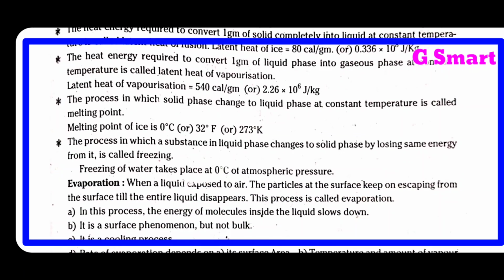The process in which solid phase changes to liquid phase at constant temperature is called melting. The temperature at which this happens is the melting point. Melting point of ice is equal to 0 degrees centigrade or 32 degrees Fahrenheit or 273 Kelvin.